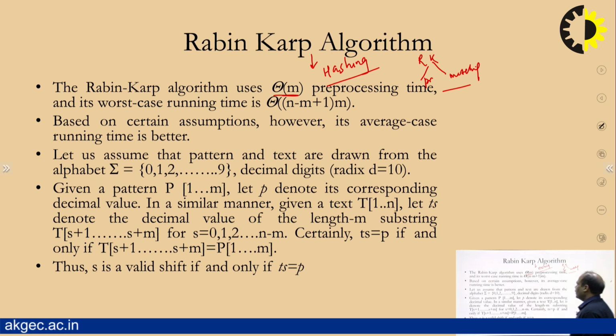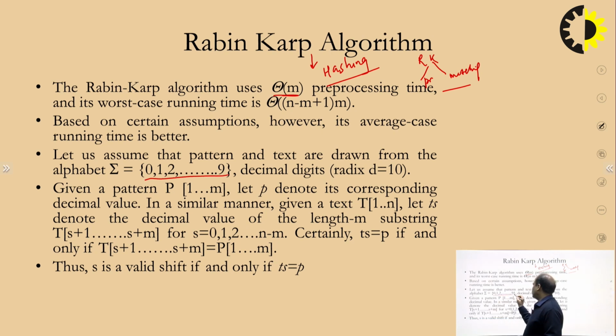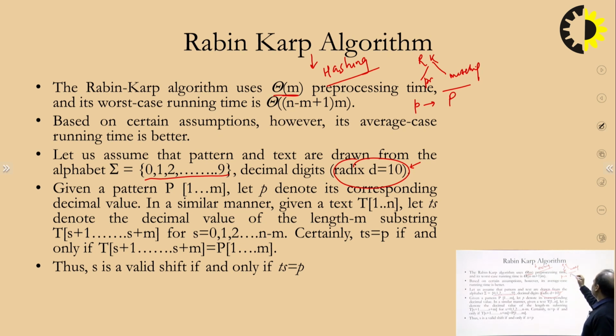So let us assume that the pattern, as I said, is a number from 0 to 9, and we call the radix of this d equal to 10. Similarly, we are also taking text from the same range, 0 to 9. In this notation, P represents the decimal value of the pattern. Similarly, TS denotes the decimal value of the text, S plus 1 to S plus M.